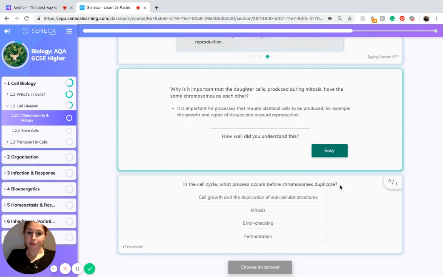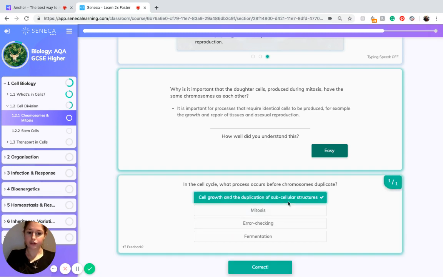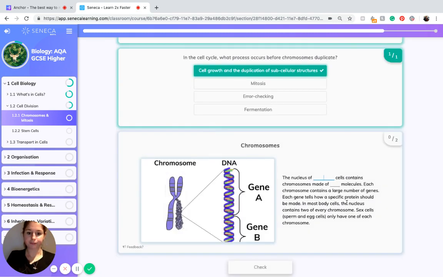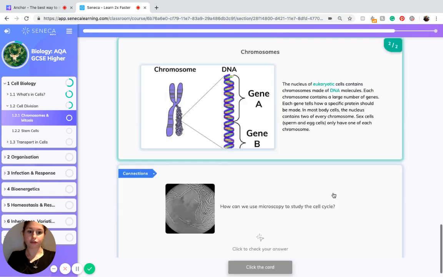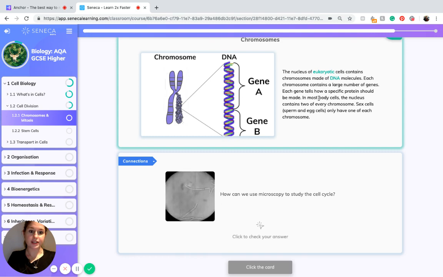So, just to recap on what we've learned, we know that in the cell cycle, the process which occurs before chromosomes duplicate is the cell growth and duplication of subcellular structures. And to look back on the structure of chromosomes, which we learned right at the beginning of this episode, we know that the nucleus of eukaryotic cells contains chromosomes made up of DNA molecules. Each chromosome contains a large number of genes, and each gene tells how a specific protein should be made. In most body cells, the nucleus contains two of every chromosome. Sex cells, which are sperm and egg cells, only have one.